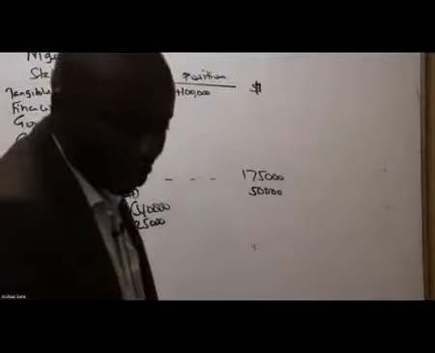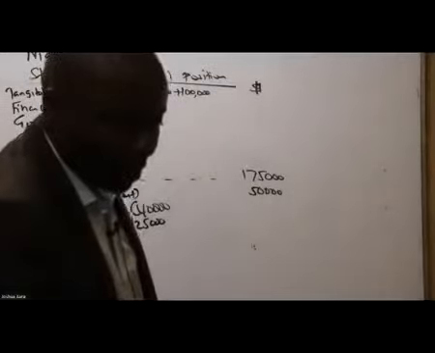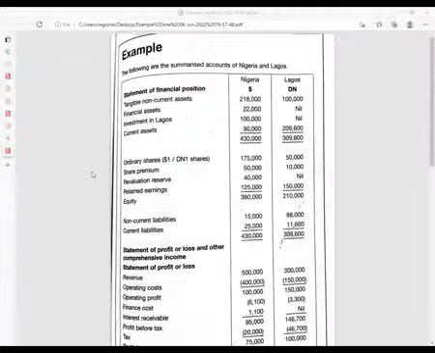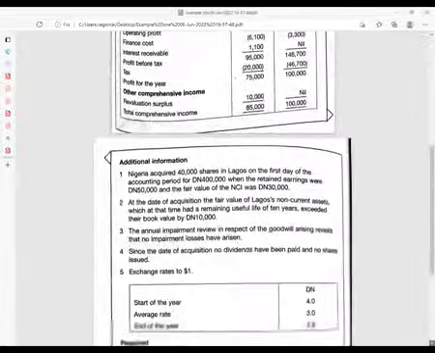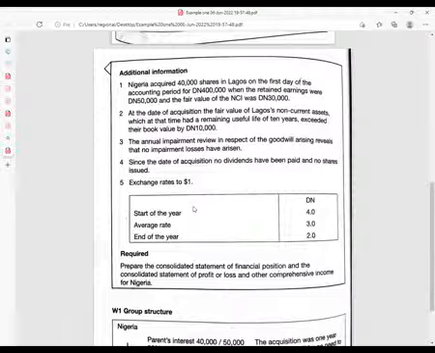The rates are given down here. Which rate should I use? Should I use, from note number 5, the start of the year rate, the average rate, or the end of the year rate? Which rate should I use?